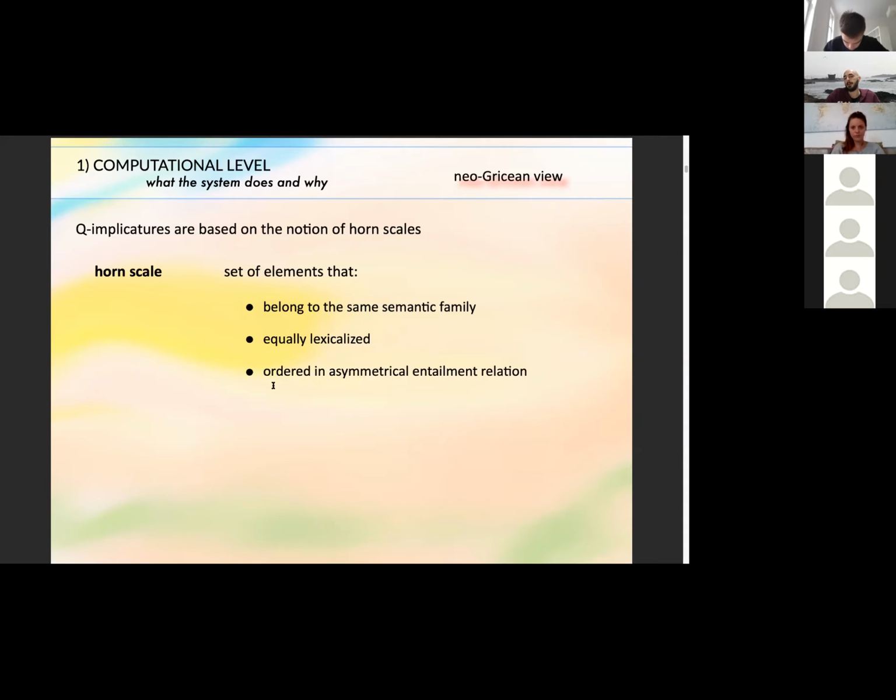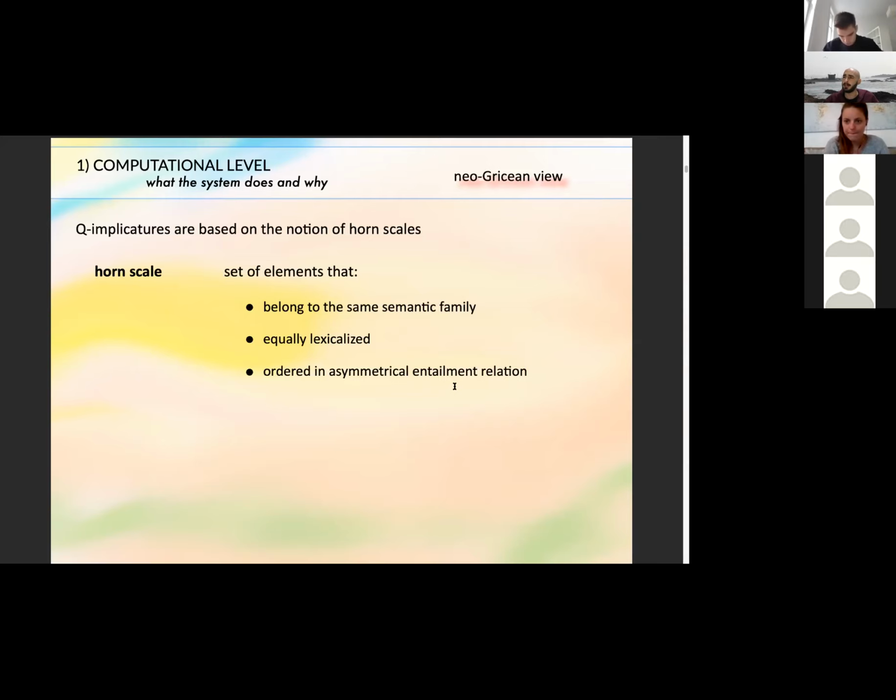The asymmetric entailment relation is something that we already talked about. Basically it means that one has to entail the other, but not the other way around. We're going to come back to this. Equally lexicalized means that you cannot have one term which is one word and the other term which is made of four words. And they have to belong to the same semantic family, meaning that you cannot take a member of a different scale to be an alternative for your quantifier scale.